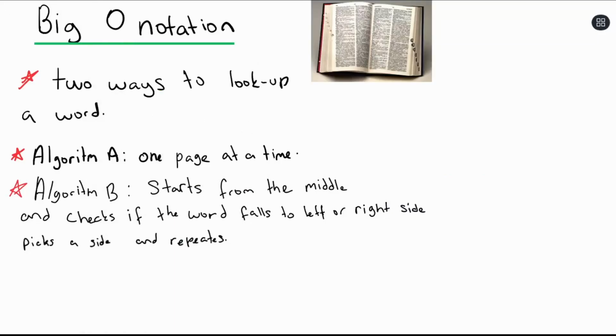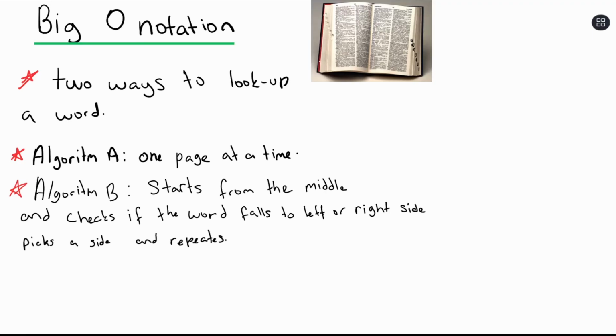Let's assume that I have two different algorithms to look up a word in a dictionary. Algorithm A looks one page at a time. Let's assume that we're looking for a word that starts with D. So we go through the pages with A. Nope, it's not here. Just flip, look through that page. It's not here, and it keeps going until it finds that word.